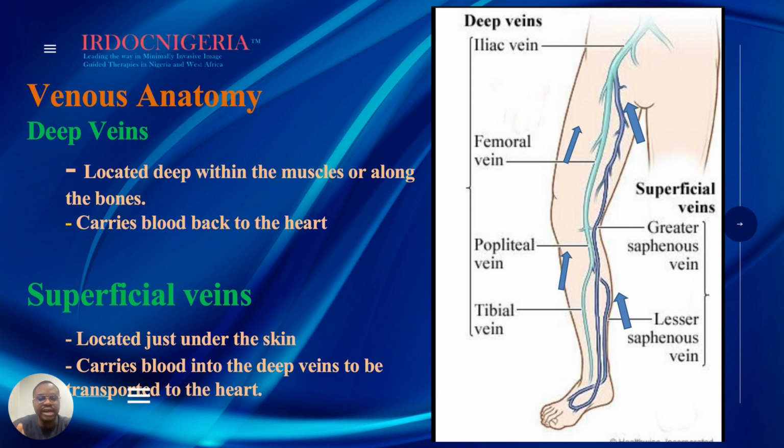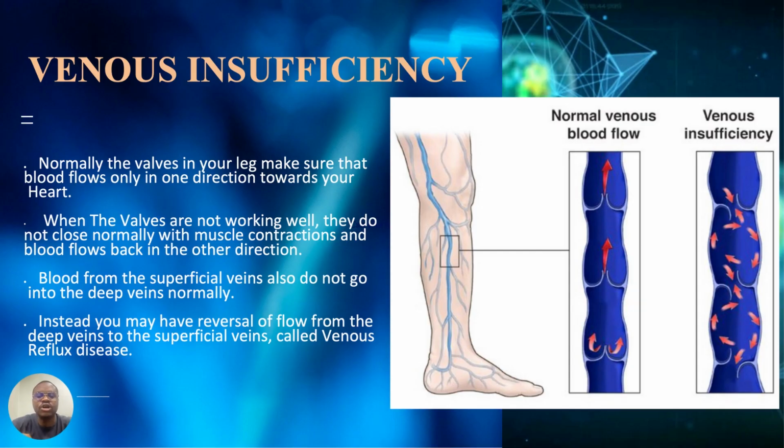Both veins have the function of carrying blood back to the heart in one direction. You start to have disease in the veins when blood goes back in the other direction. For example, in venous insufficiency disease, blood starts to go back from the deep veins into the superficial veins, and this is caused by damage to the valves in the veins.